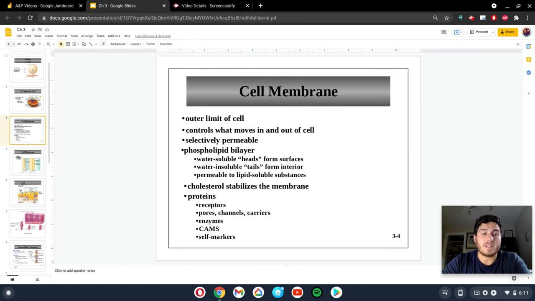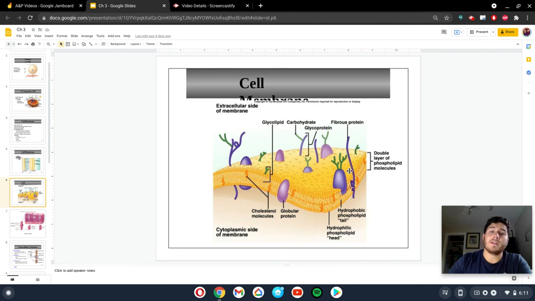So we use all of these together to help create, here is the picture of that, to create that layer on the outside of the cell. There's a lot going on, right? We don't really think about that, but there are a lot of things going on that help maintain the composition of the cell.